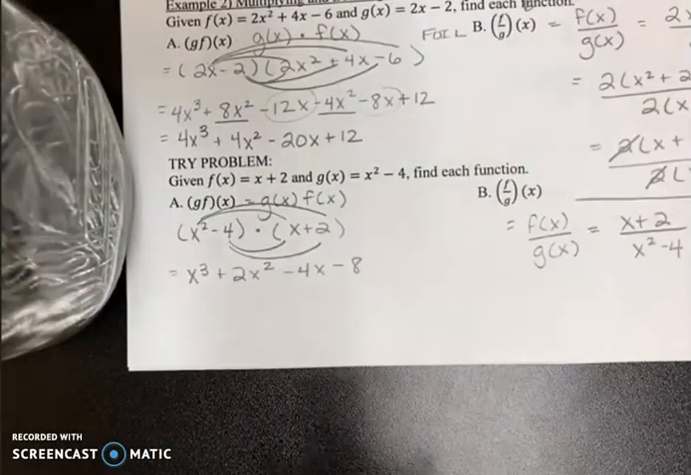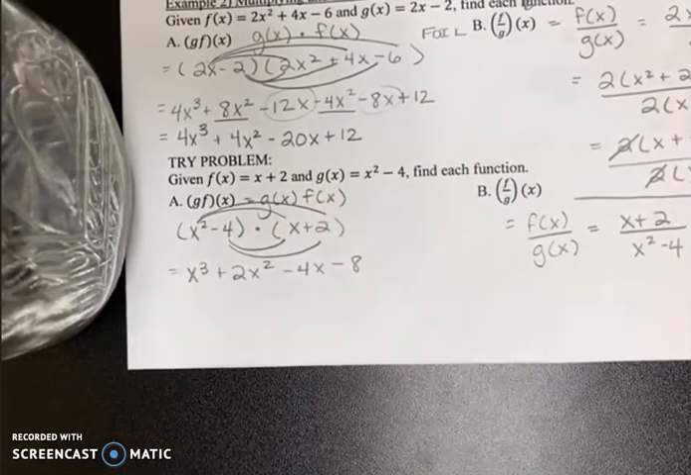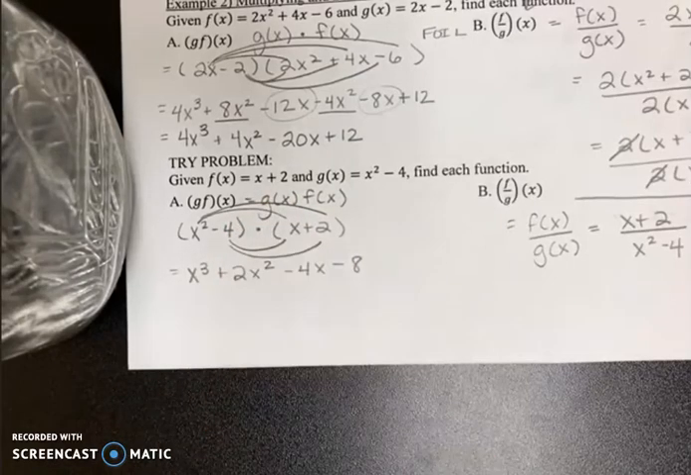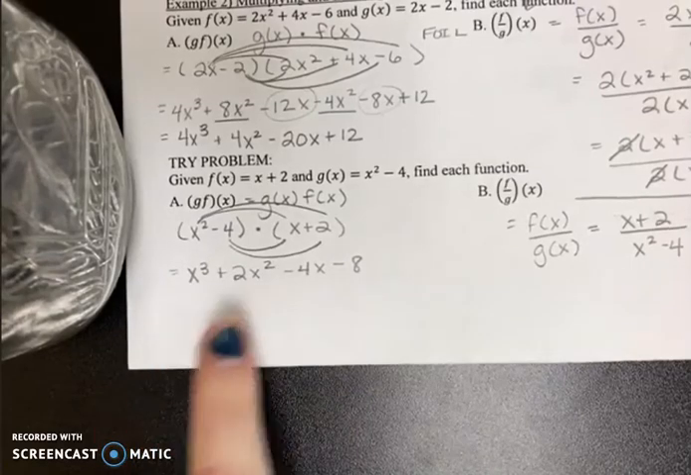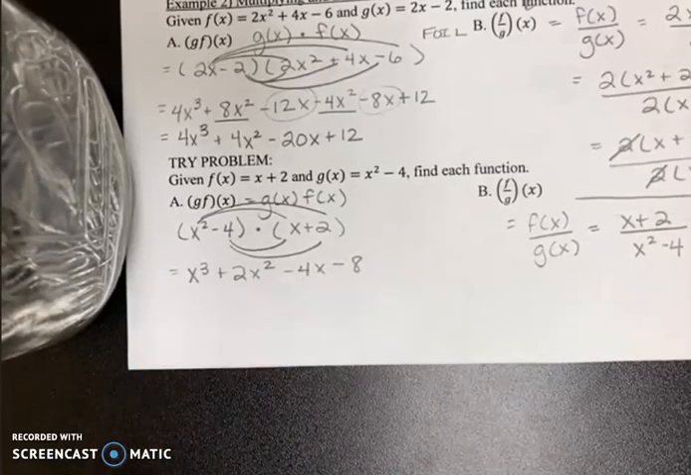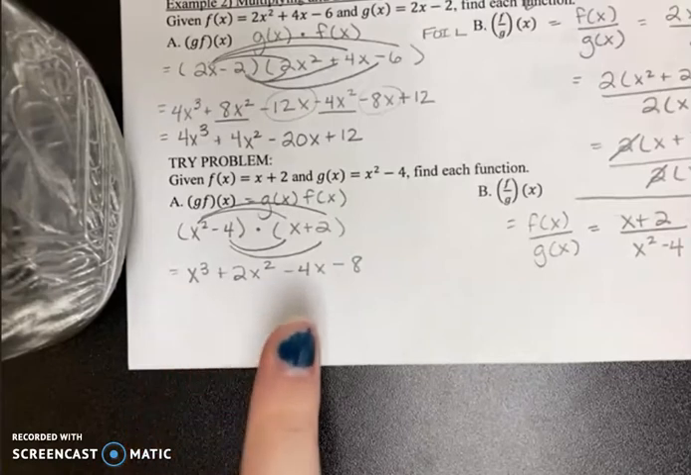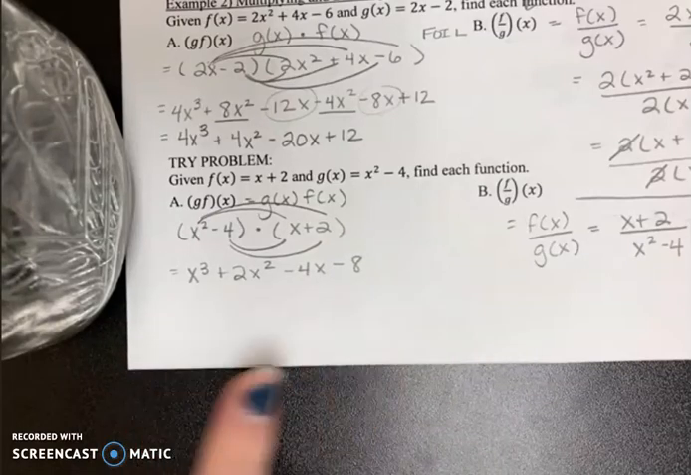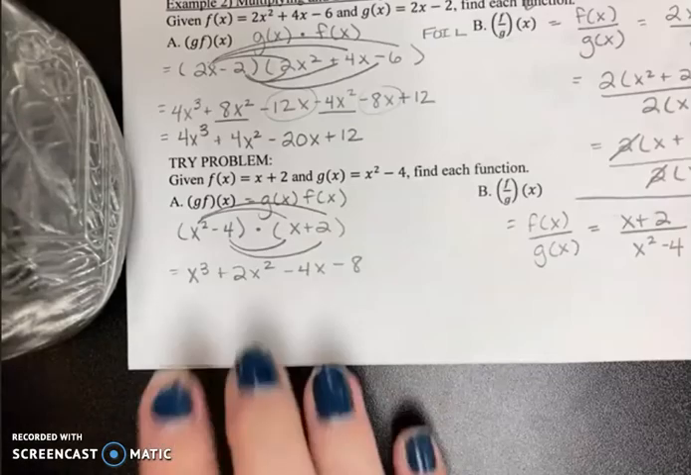For part A, we had g times f of x, so my g of x went first, that's x squared minus 4, times my f of x, which is x plus 2, and we would go ahead and FOIL that out. So x squared times x was x cubed, x squared times 2 was 2x squared, negative 4 times x was a negative 4x, and negative 4 times a positive 2 is a negative 8. You would then combine like terms, however, there were no like terms, so that's your final answer.